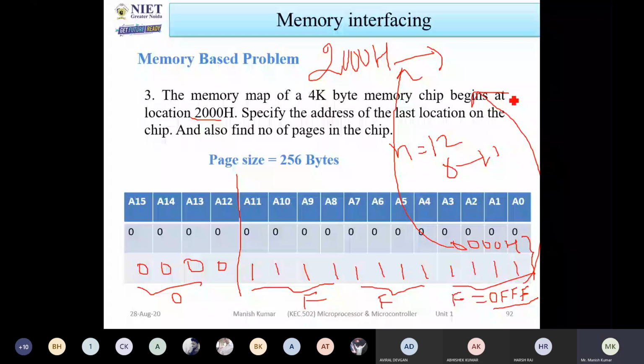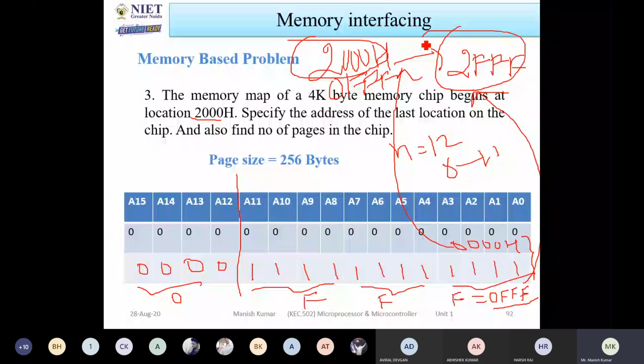So you have to add this value 0FFH. So if you are adding 0FFH in this, you are getting the answer 2FFH. So the starting location of this memory is 200H and the final memory location is 2FFH. Okay. Any doubt in this?